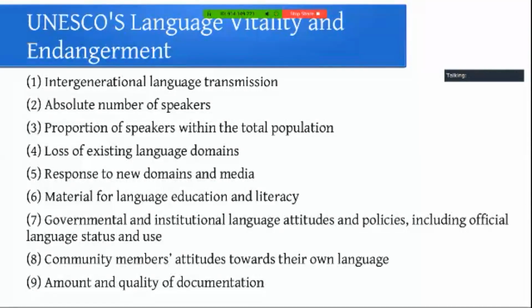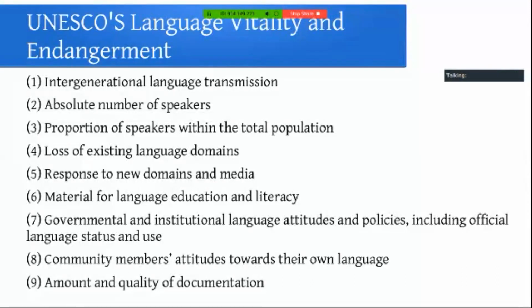Now, certain things are continued: intergenerational transmission, speakers' proportion, literacy. But certain things are new. The use of domain is very unique here, and the use of attitude is again very unique here. These are two things that linguists have known for a while, that attitudes affect languages, and this is the first time that any language vitality index actually takes attitude into measurement.